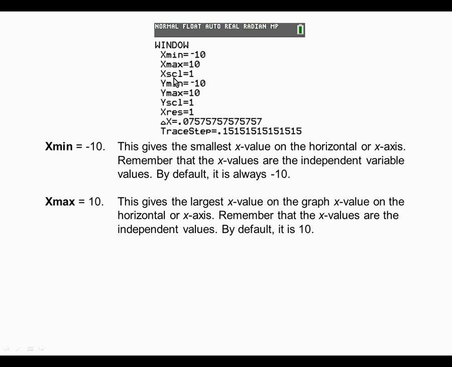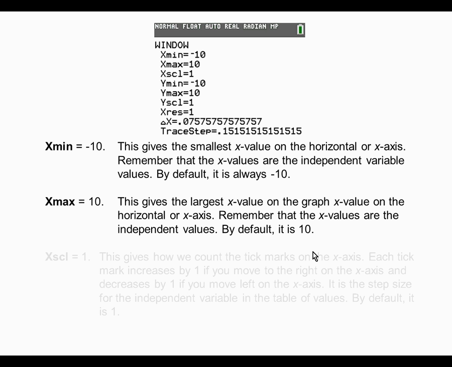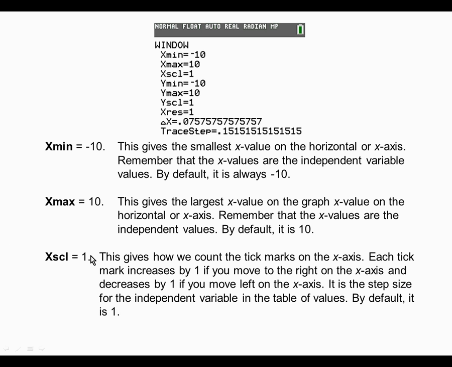Now there's one more x setting, x-scale. That's what the SCL stands for. Okay, x-scale in this case equals 1. This gives how we count the tick marks on the x-axis. That means each individual tick mark would be 1. If you change it to 2, then each tick mark would be 2. So if you had a huge gap between your x-min and your x-max, you might want to set the scale to be 50 or 25 or 100. So by default, the x-scale is 1.